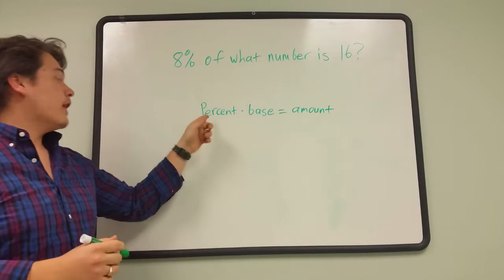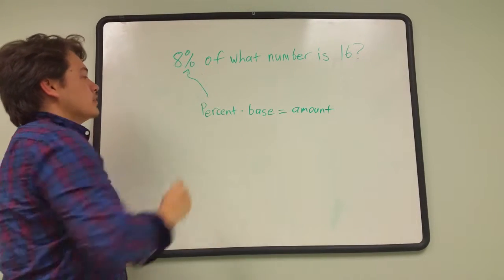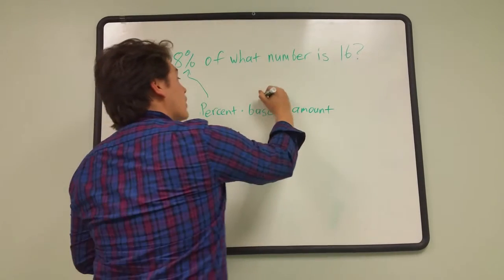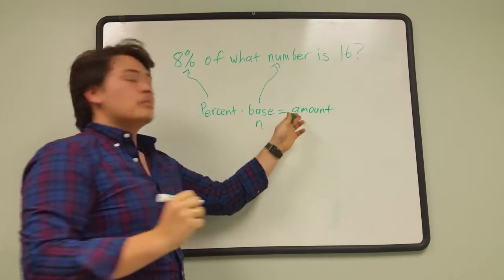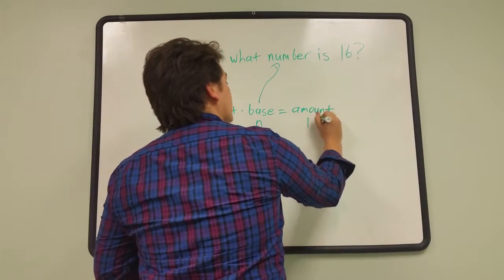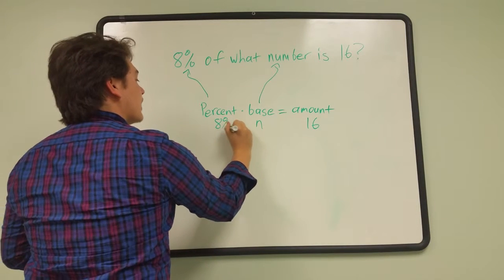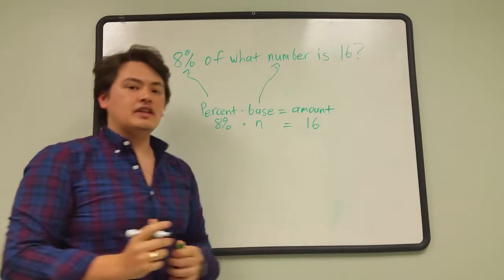We know that the percent is going to be 8%. The base is going to be the number that we don't know, and we're going to indicate that as n, and the amount is 16. So in this case, it's going to be 8% times n is equal to 16.